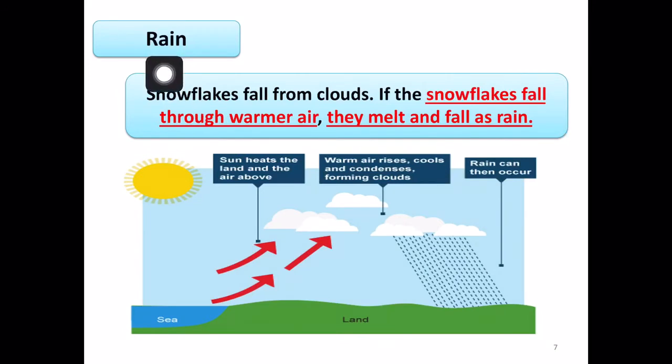Let's take a look at rain first. So, snowflakes fall from clouds. Rain begins as snowflakes, okay? Snowflakes fall from the clouds. If the snowflakes fall through warm air, they melt and they fall as rain. So here we've got the sun out and it's heating the air, and instead of having snowfall, we have rain falling.